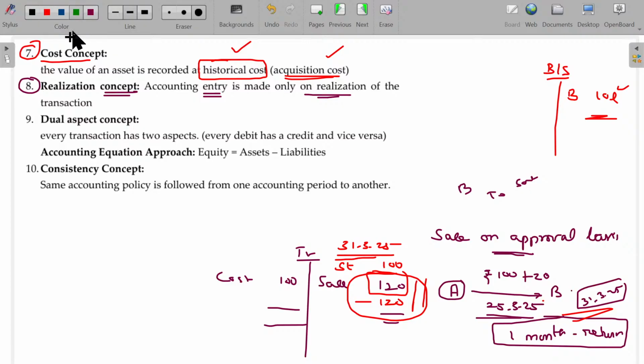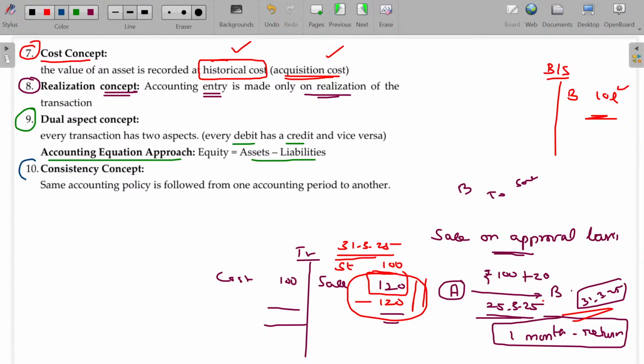And the dual aspect concept, that you are pretty sure about. Every transaction will have two aspects, a debit and a credit, and vice versa. That's called the dual aspect concept. Otherwise, it may be named the accounting equation approach. Equity is equal to assets minus liabilities, or otherwise, assets are equal to capital plus liabilities, or whatever the form may be, you can post that. You can frame the format.